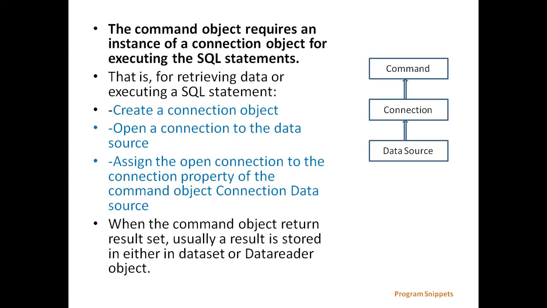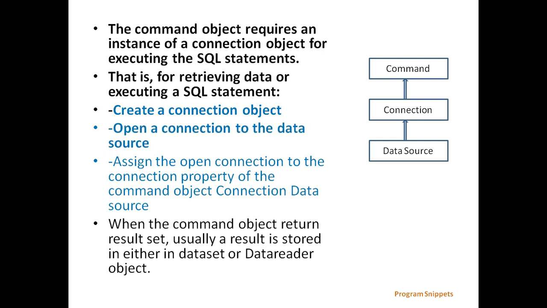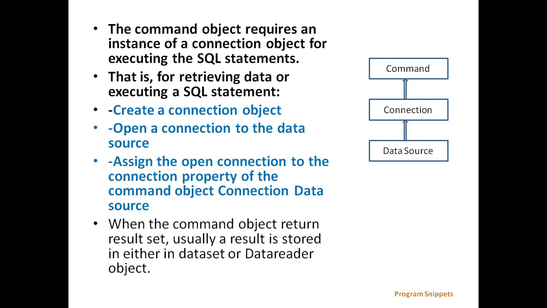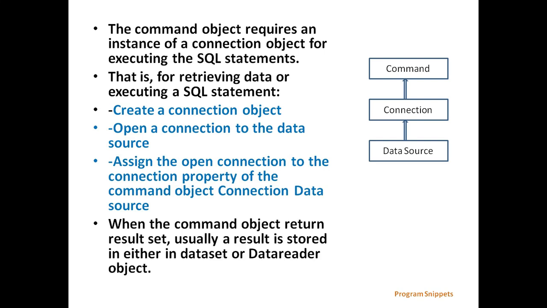The command object requires an instance of a connection object for executing the SQL statement. So for retrieving data or executing a SQL statement, first you have to create a connection object, then open a connection to the data source and assign the open connection to the connection property of the command object. When the command object returns a result set, usually the result is stored in either a dataset or a data reader object.